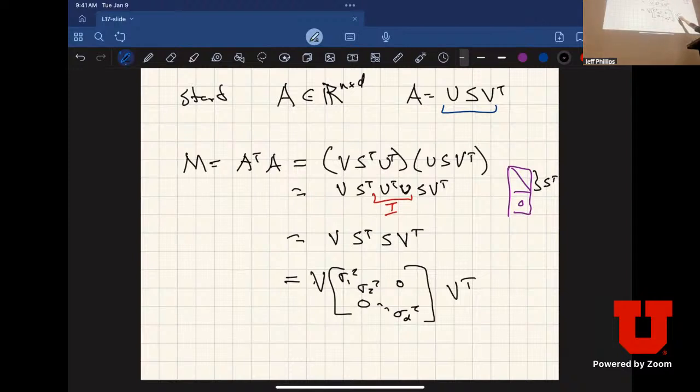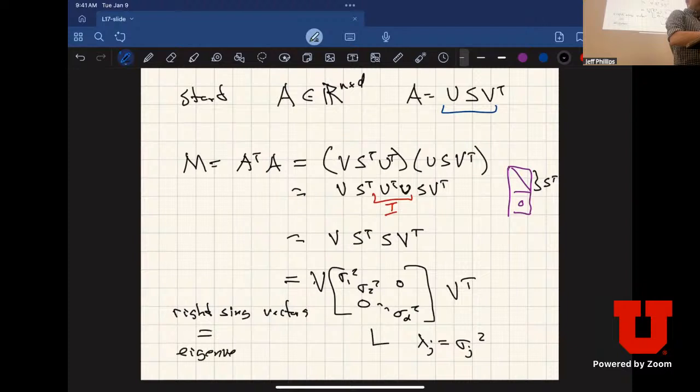And V transpose, its rows are orthogonal. These are our right singular vectors. This in the middle is a diagonal matrix with entries in it that are in decreasing order. Well, this is just our matrix L. So the jth eigenvalue is the jth singular value squared. And the right singular vectors are the eigenvectors. Okay, so the right singular vectors are equal to the eigenvectors.